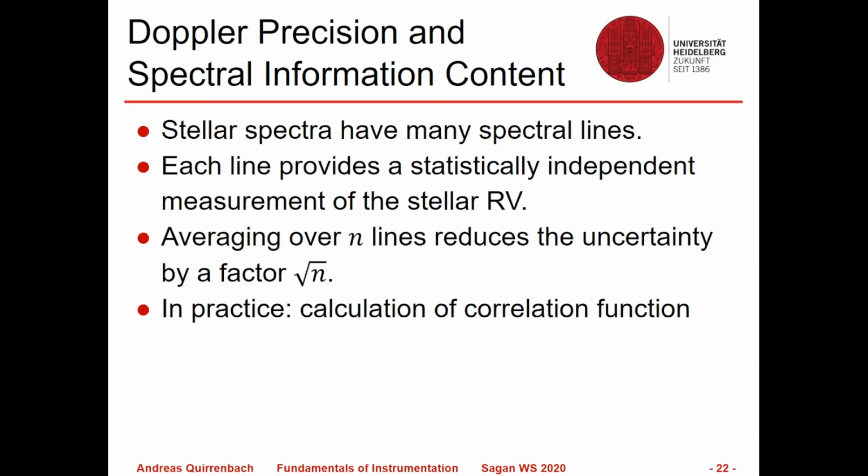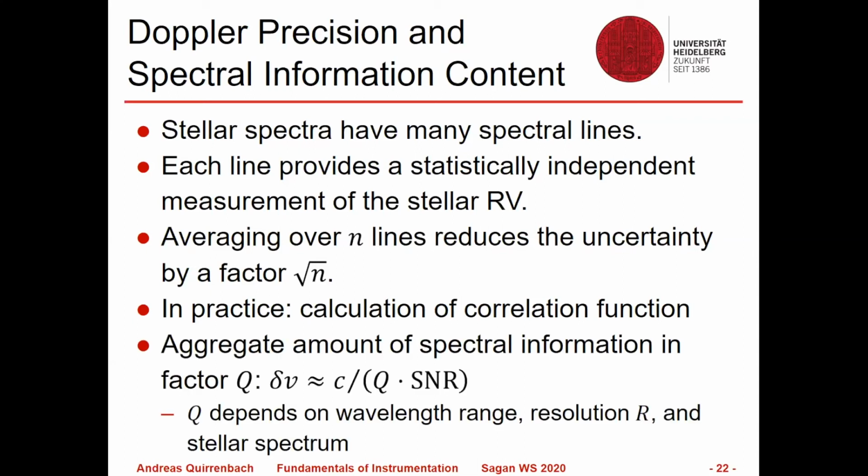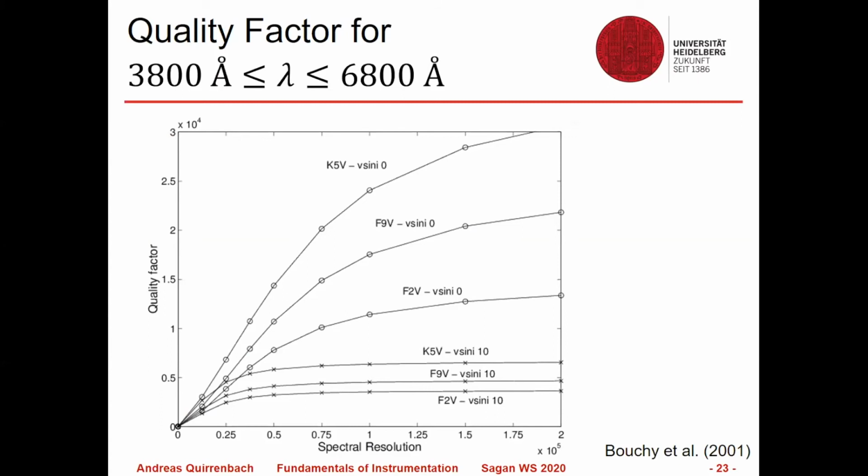So the two things are high signal to noise ratio and many lines. And you can condense this information on the number of lines in a factor that is frequently called Q, that takes into account the wavelength range, the resolution, and the stellar spectrum. And you can plot this quality factor as a function of the spectral resolution. And in the pre-recorded version of my talk, this is explained in a little bit more detail.